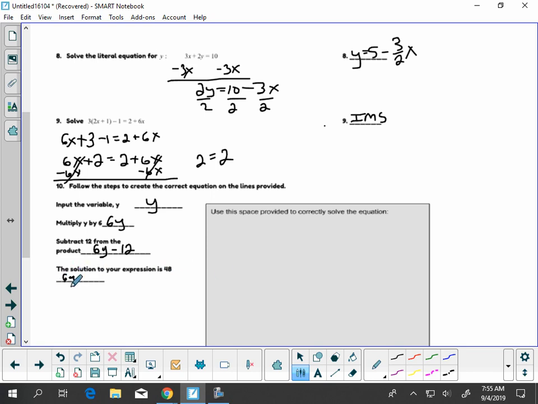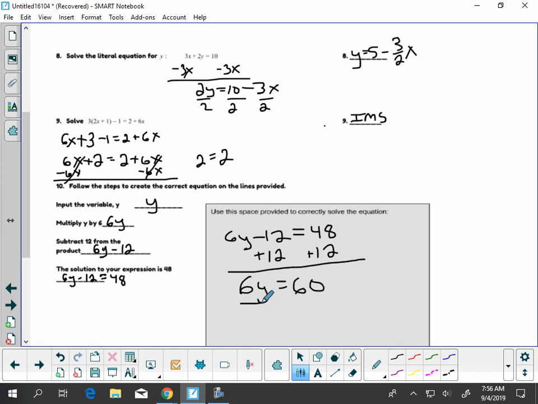And then this solution is 48. 6y minus 12 equals 48. Then you want to solve it over here, because it says use this space to solve. We're going to start by adding 12 to both sides, and you get 6y equals 60. Divide by 6. y is going to be 10.